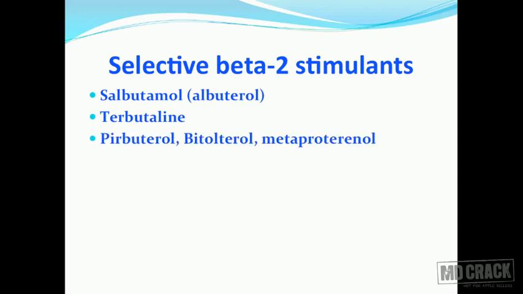The next slide is telling you about selective beta-2 stimulants, and these are expected to have minimal effect on the beta-1 receptor of the heart, and hence you expect less cardiac stimulation. The first very widely used agent is salbutamol or albuterol, and the second one is terbutaline. What's the difference between the two? Terbutaline has a longer action. That's the difference between salbutamol and terbutaline. Both of them are available by the route of inhalation. They're available as tablets and syrups to be used by oral route of administration.